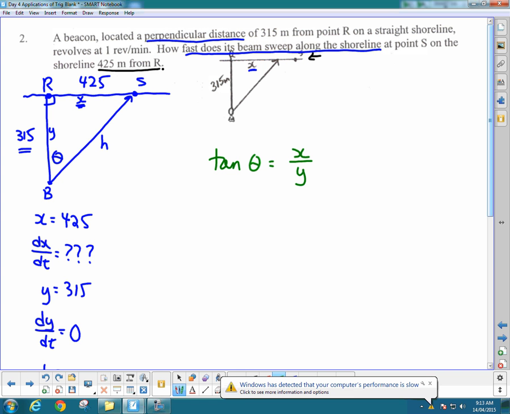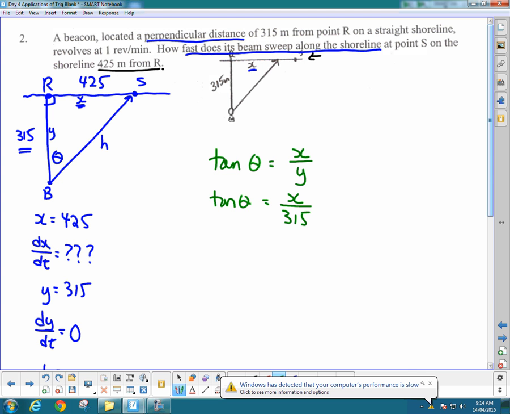Again, before I differentiate, I'm going to fill in stuff I know. I know that y is 350, and I know that x is 425, but I'm not going to plug that in yet because I have to differentiate it first. Remember, this x changes, so I don't want to say that x is always 425. It just happens to be 425 at that moment. So I'm not putting in x yet. But y is always 315, doesn't matter.